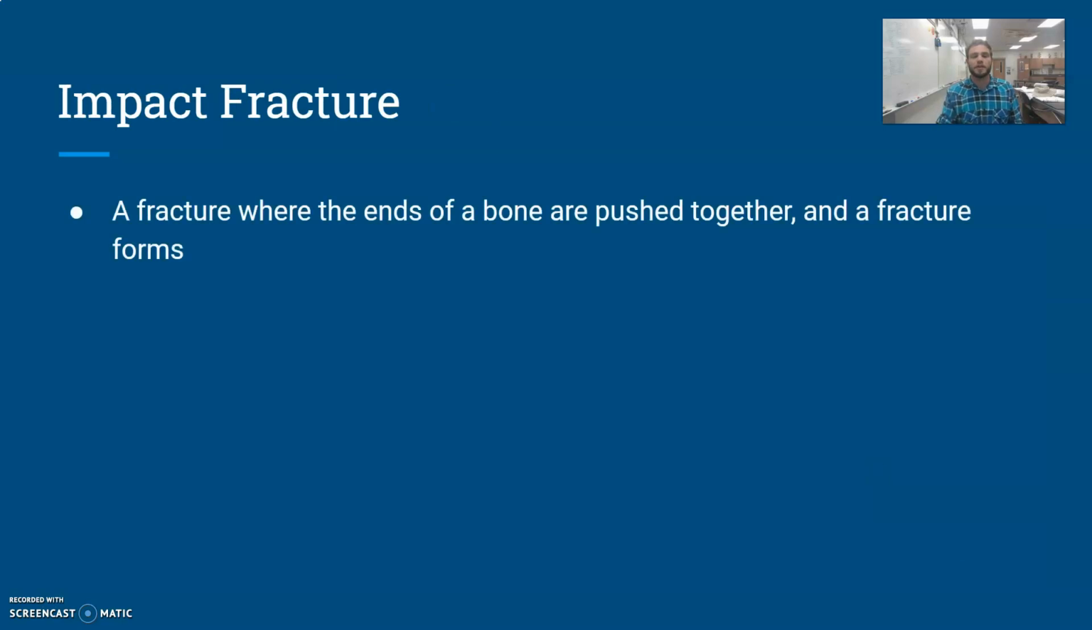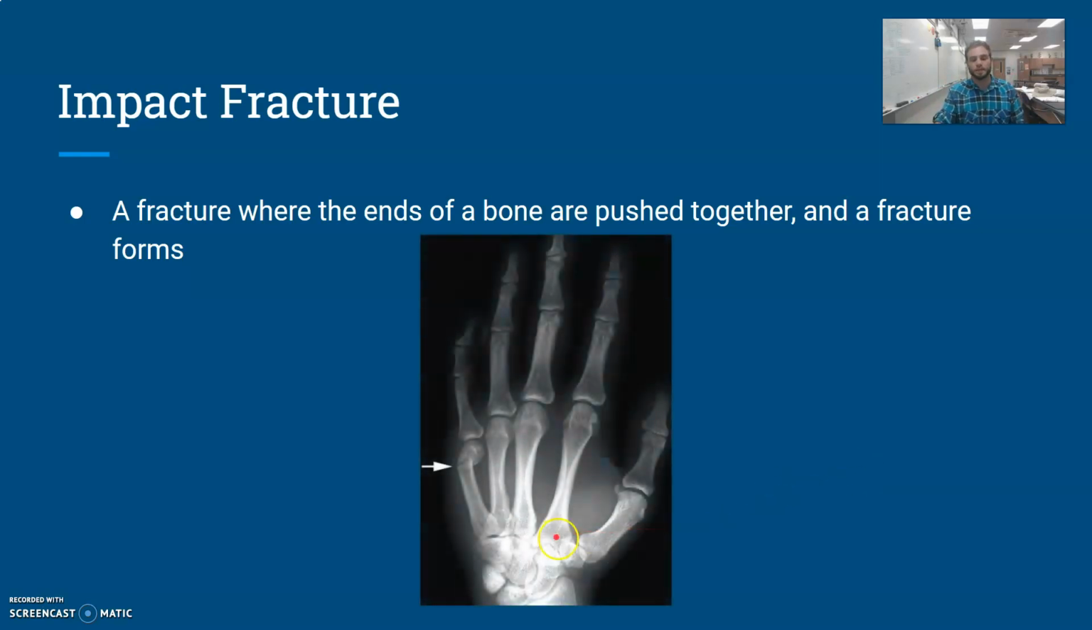Impact fractures, these are going to be when the ends of a bone end up being pushed together, and then just that stress from both sides of that bone pushing in the middle is going to cause some sort of fracture to form. So we can see here the fracture of the fifth metacarpal right there.